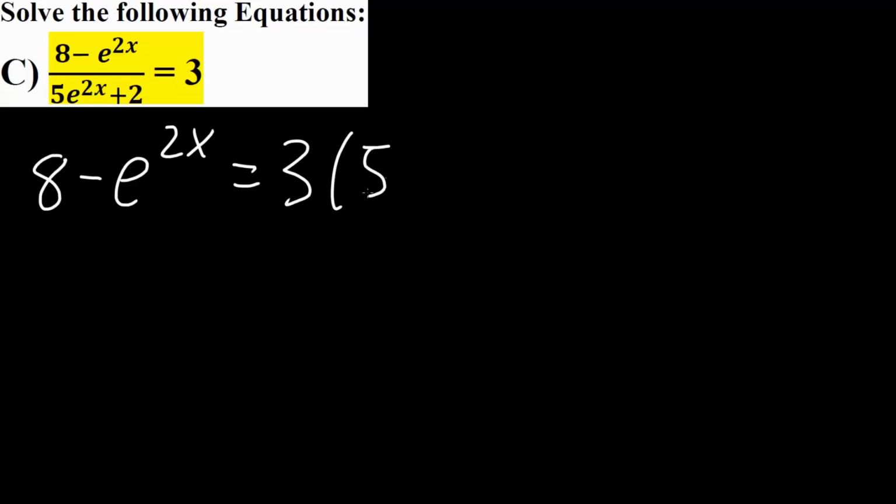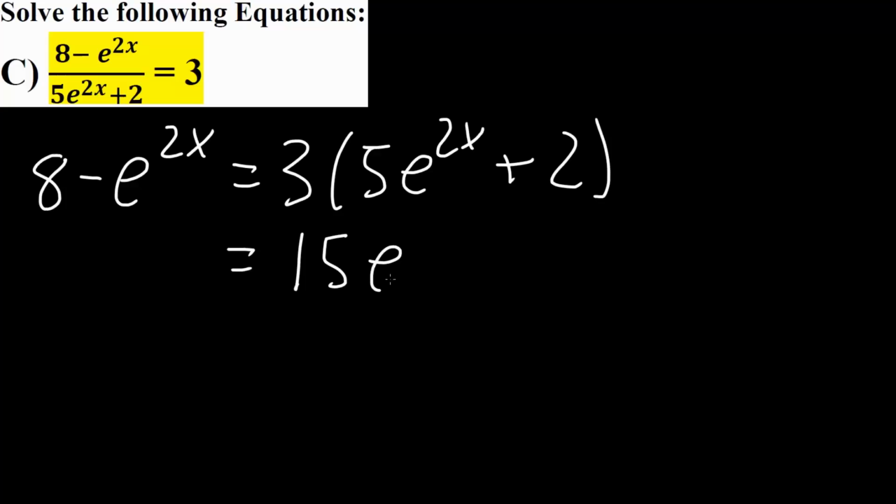And so we would get 8 minus e raised to 2x is equal to 3 times 5e raised to 2x plus 2. And so this would equal, 3 times 5 is 15, e raised to 2x plus 3 times 2 is 6. Next we're going to want to keep our numbers like 8 and 6 on one side and our e raised to 2x on the other. And so if we do 8 minus 6, we would get 2.